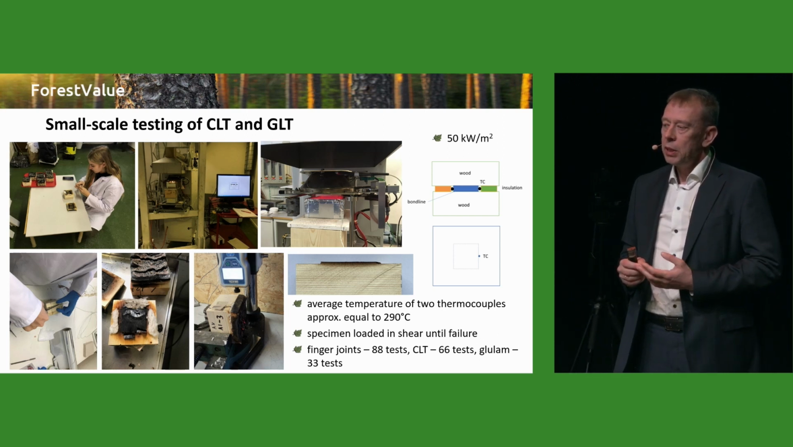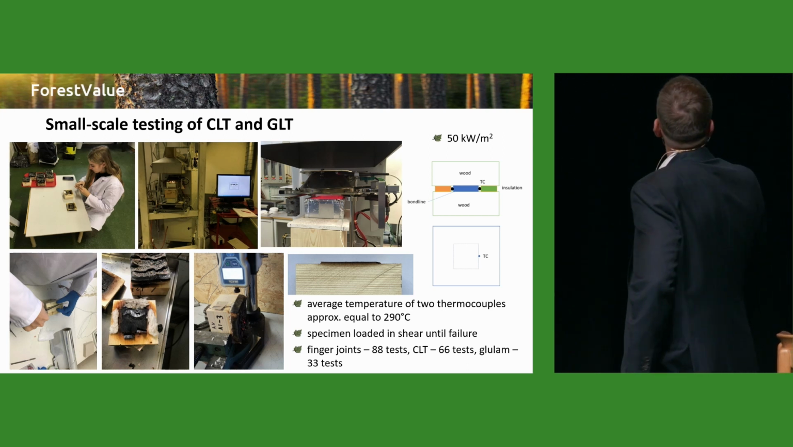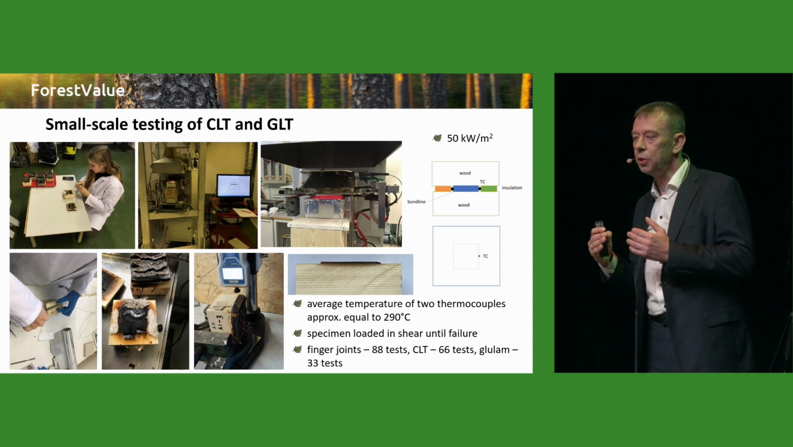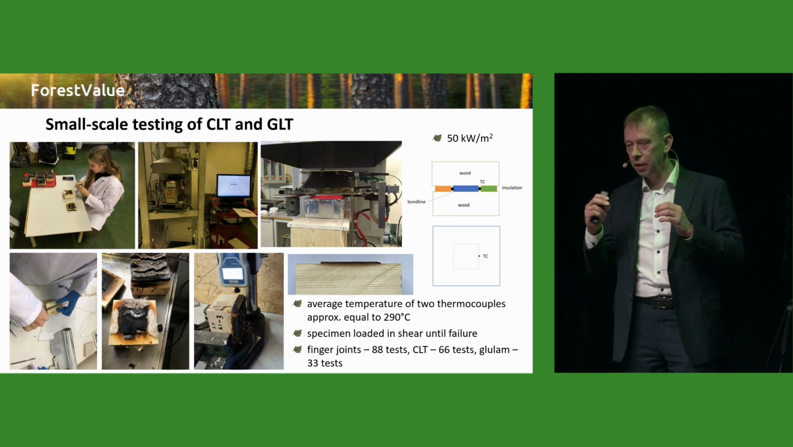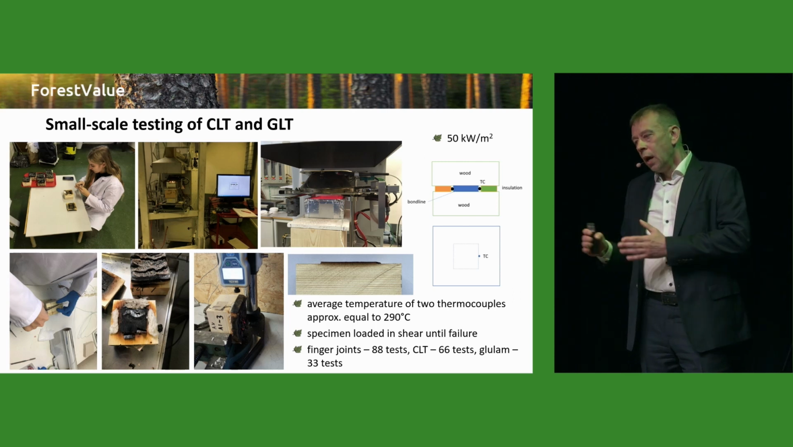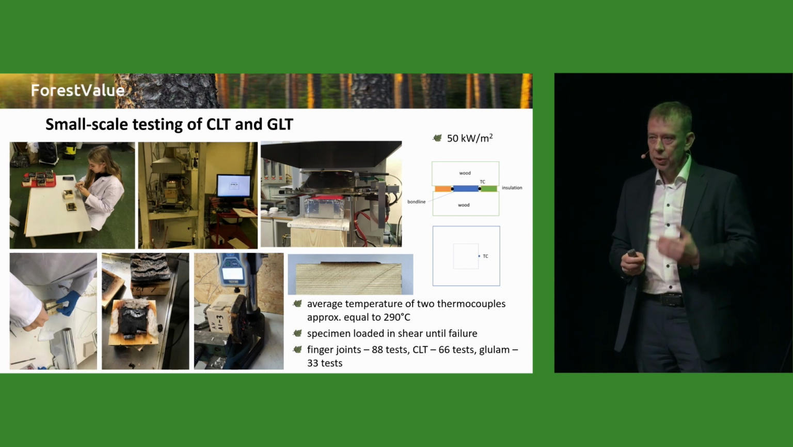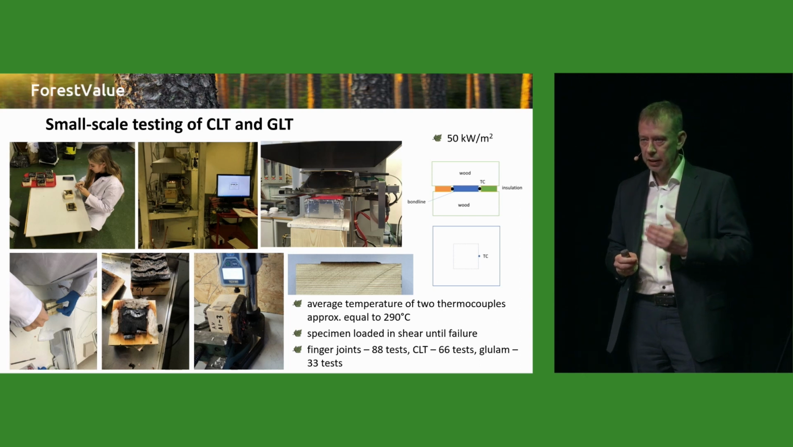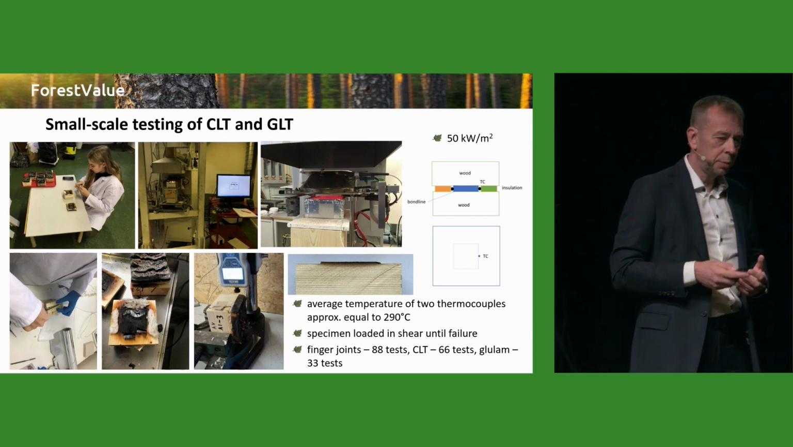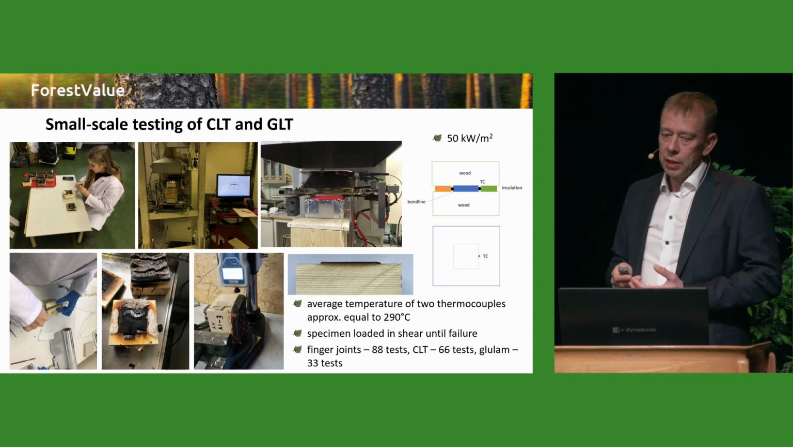We heated our specimens. We had thermocouples in the bond line. Here, these black dots you see are the thermocouples. So we measured the temperature. We heated until we got 290 degrees in the bond line, so almost the upper lamella was charred through. Something was left. And then we took the specimen aside and made a shear test. And we measured the shear capacity of the bond line or of the remaining char or wood. And we got different results with different adhesives.